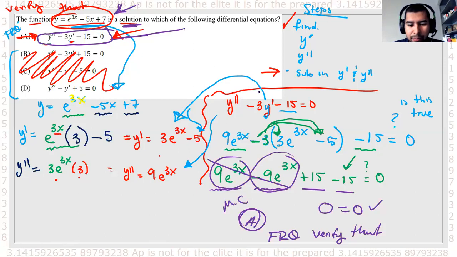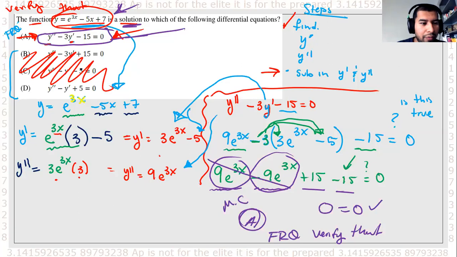Can I continue? If this was a free response question, how would you know that the letter A, which says y prime minus 3y, 3y prime minus 15 equals 0, would be it? One more time, if this was a free response.